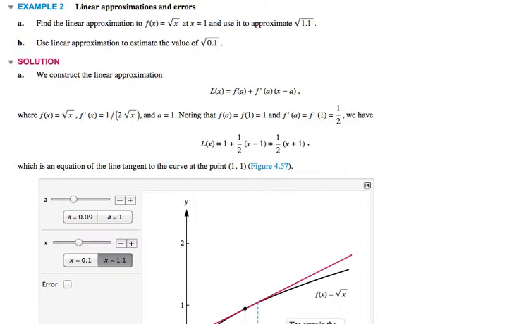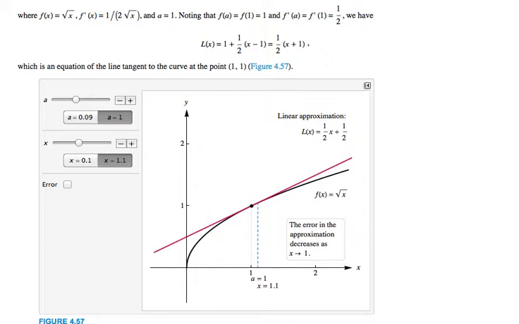We need to take the derivative. So we have 1 over 2 times the square root of x. The value of the derivative at 1 is 1/2. So here we have our linear approximation, 1/2 times x plus 1. Here we can see the tangent line to the function at a equals 1, and we're trying to use that to approximate the value when x is 1.1. We can see that the two values are extremely close together.